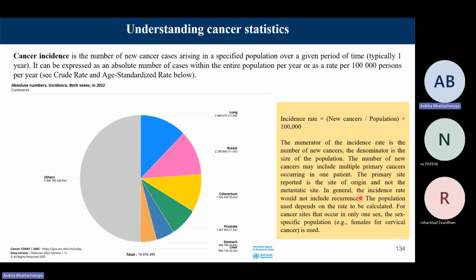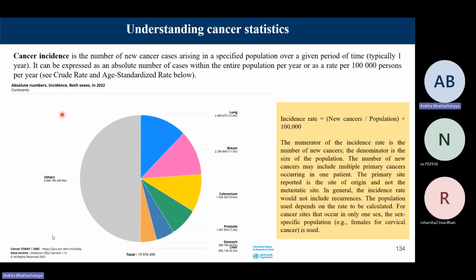That means a person who has been diagnosed with cancer for the first time will be included in the count for a new cancer incidence. The population used depends on the rate to be calculated. For example, for cancer sites which occur in only one sex, the sex-specific population is used, like females for cervical cancer or males for prostate cancer, etc.